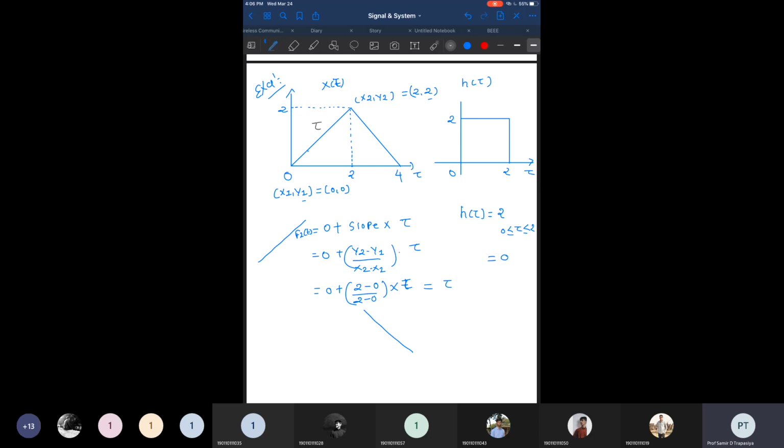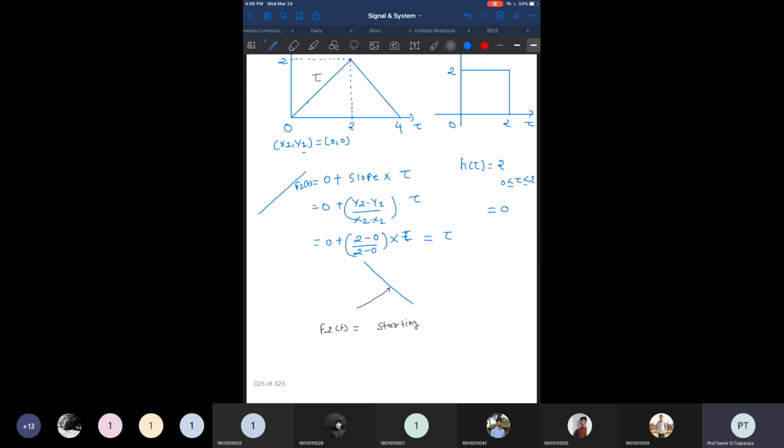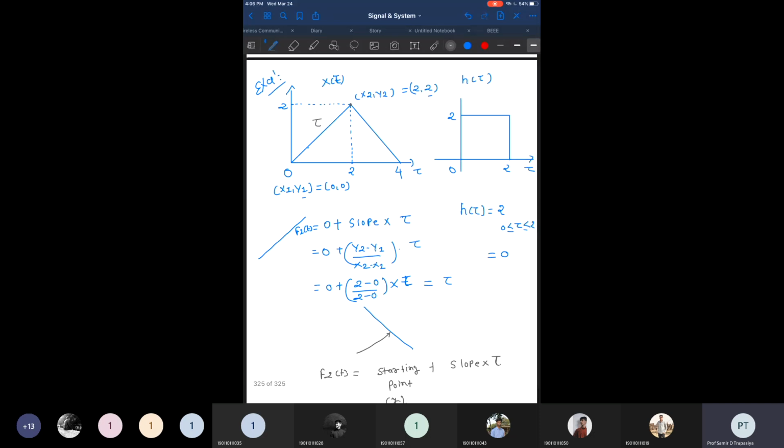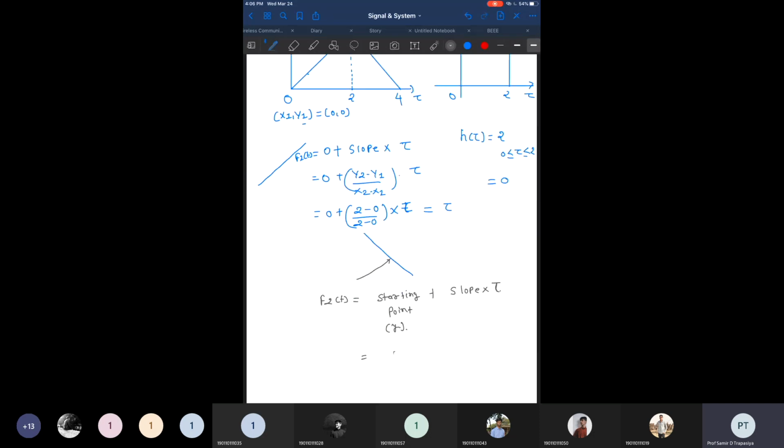Now we go to the negative going slope. But the negative going slope starts from which point? What is the value here? The y-axis value is 2. So the function for this one, f2 of t, is equal to the starting point, I mean the starting point in vertical movement, not on the x-axis, plus slope into t going down. So what is the starting point here? The starting point is 2.